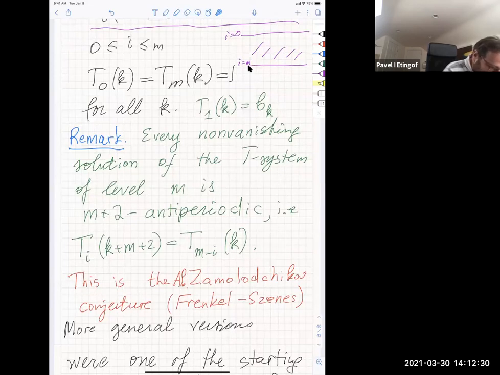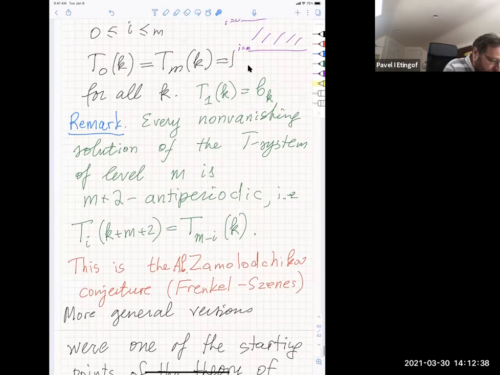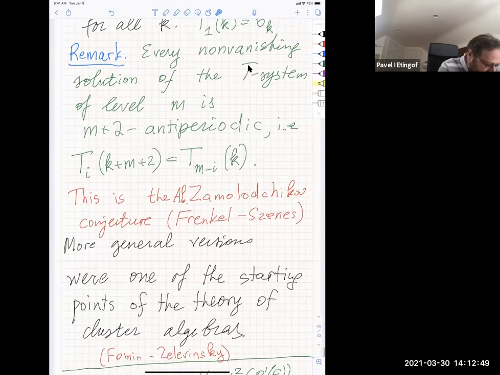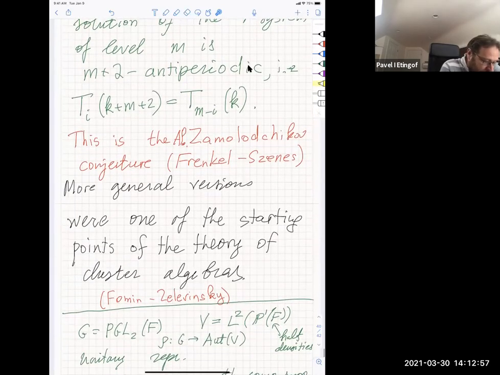It is funny that another work of Edik from a very long time ago becomes relevant here. And there is a more general version of this for any root system. This is the SL2 version, but for any root system, you have a similar system that also has this periodicity property. And this was proved by Fomin and Zelevinsky. And this was one of the starting points of the theory of cluster algebras.